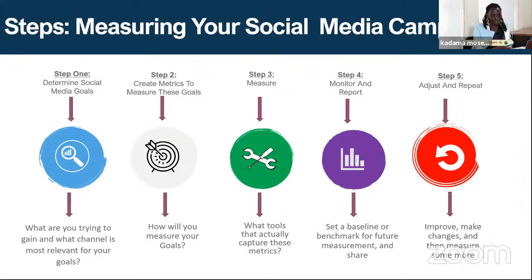So you try one thing, if it works, you stick and improve. And if it doesn't work, you learn from it. The idea is to improve and make changes as you go along. Most times, when you do it over a period of three months, you can track and see the changes that have happened in your social media engagement. So it's important to always track, adjust, and repeat.